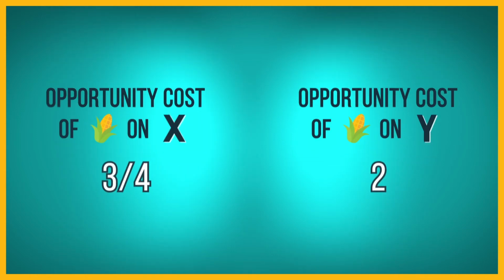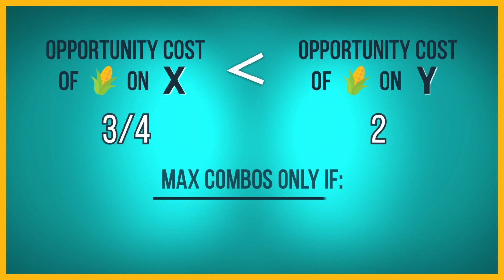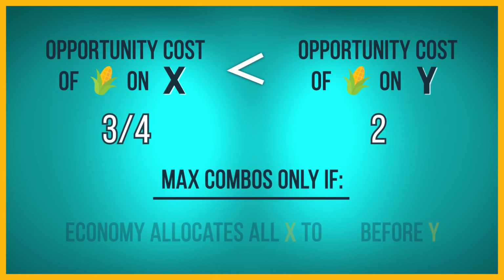Since the opportunity cost of growing another bushel of corn using X is lower than the opportunity cost of growing another bushel using Y, maximum combinations occur only if the economy allocates all of its acres of X to corn before it allocates any acres of Y to corn. Paying a high opportunity cost instead of a low opportunity cost makes the economy inefficient.